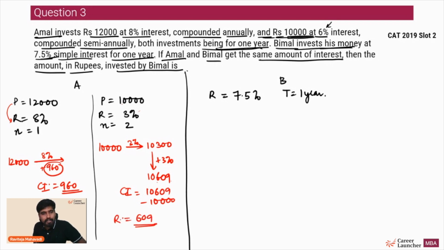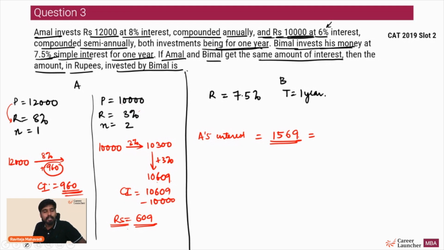So what is the total interest earned by A? The total interest earned by A is the sum of 960 and 609, which is 1569. This should be equal to the simple interest earned by B.